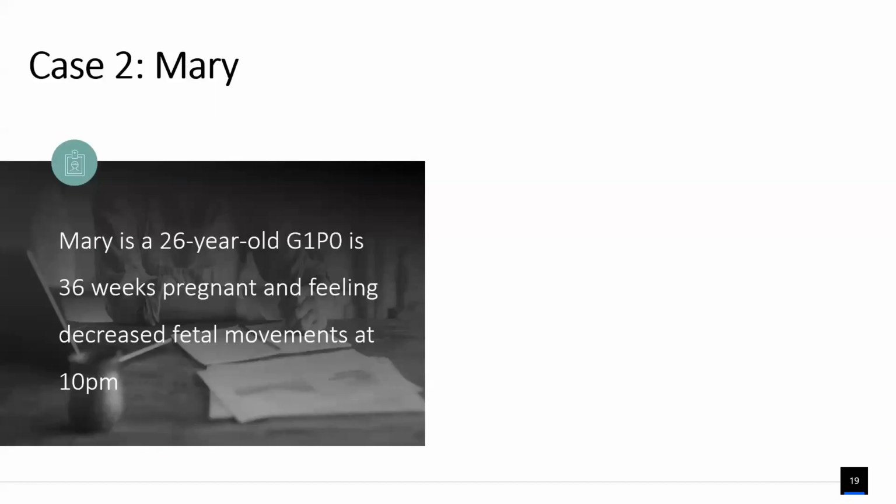So now we're going to go to another hypothetical case. This time Mary is 36 weeks pregnant and she feels decreased fetal movement. Now it's 10 o'clock at night, which some studies have shown is a more common time for patients to recognize decreased fetal movement rather than during their busy day. But it's 10 o'clock at night and she's not sure what to do.